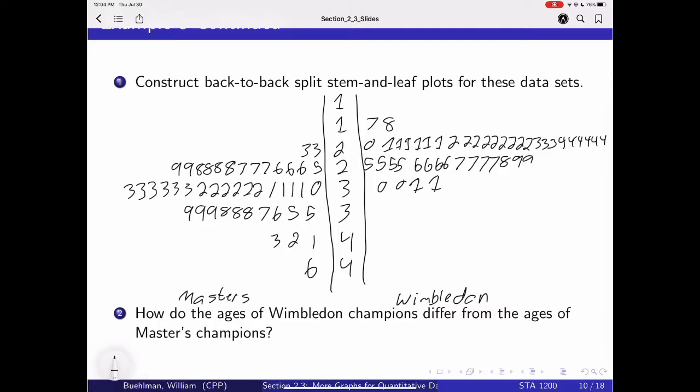So if we look at the Wimbledon champions on the right-hand side, most of them seem to be in their 20s. A big bulk of the data is in the 20s range, right? Both of these 20s right here is where a big bulk of the data is. Versus if we look at the Masters winners, they seem to be in their mid-20s to early 30s is the bulk of the winners, even into their late 30s. So what we can say is Wimbledon champions are generally younger than Masters champions.